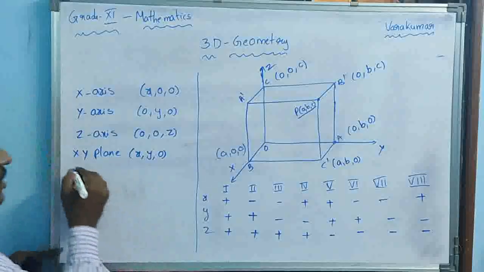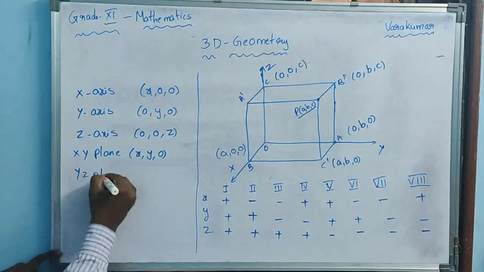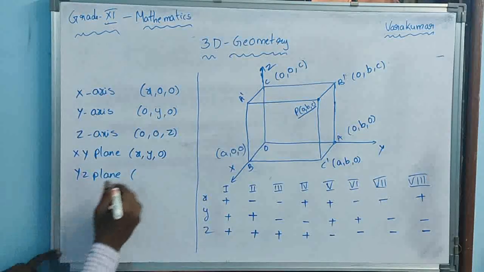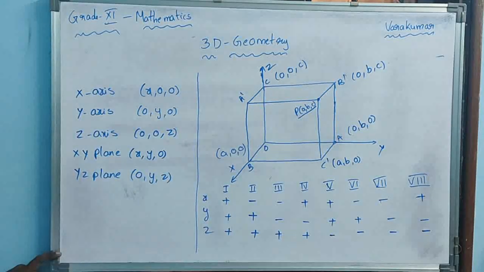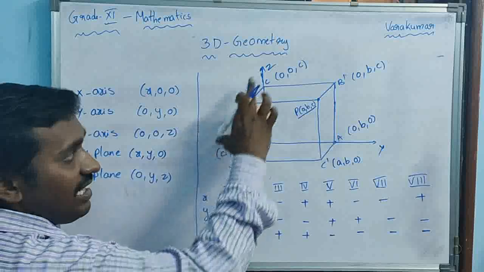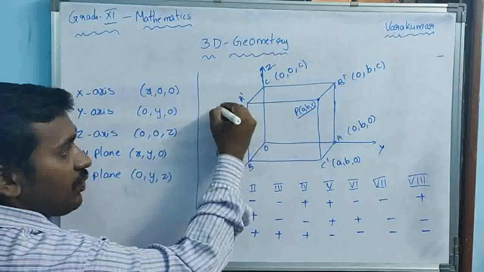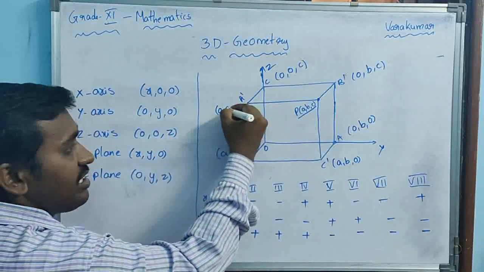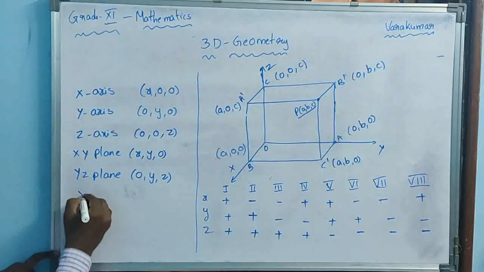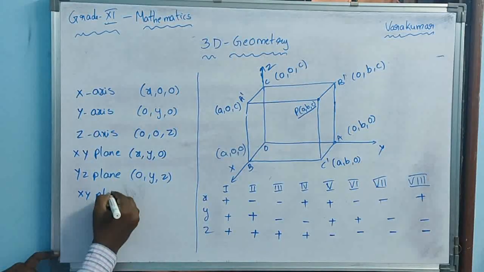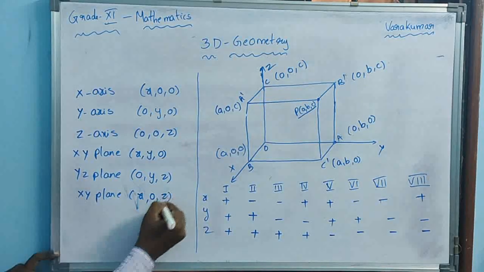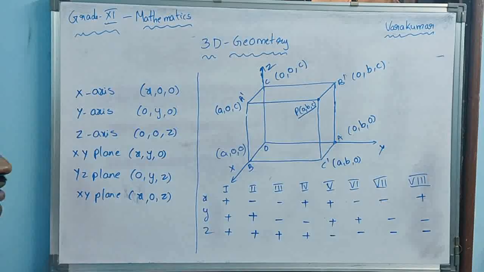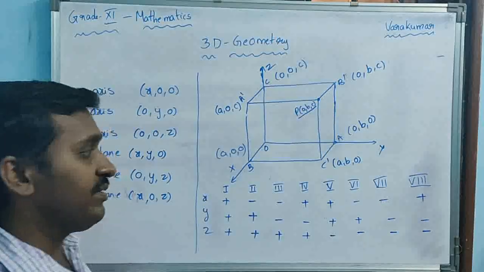So, what do you learn now? For the YZ plane, it is (0, y, z). Now, it lies in the XZ plane, which means the Y value is 0. So what do you write? (a, 0, c). So here, for the XZ plane, what do you write? (x, 0, z). Okay? So, have you understood this whole thing?